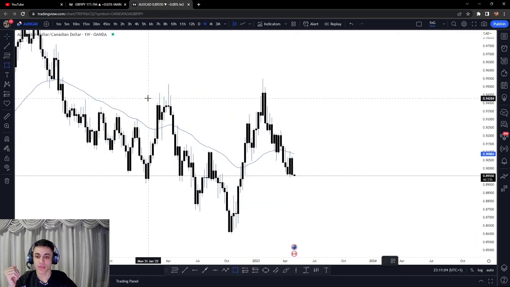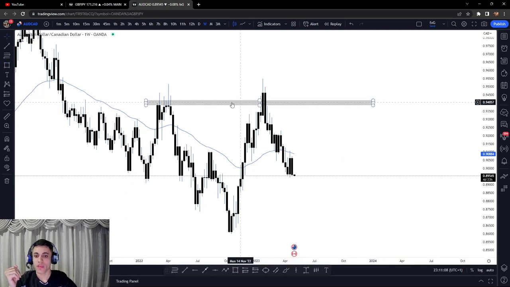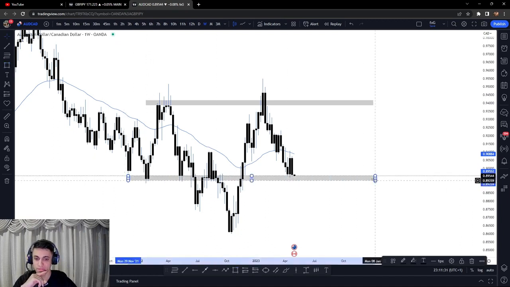Now my eyes are immediately gravitating towards this area right here. We have a huge market structure here. We have a rejection of that same exact market structure. Market went down and then came back from this area and then sold again. Now where's our support? My eyes are gravitating towards this area. I'm trying to find the median area, right?